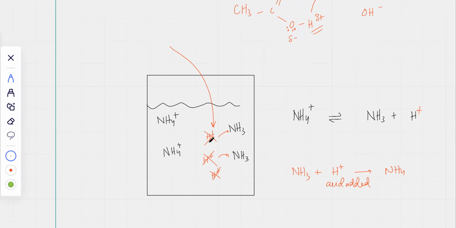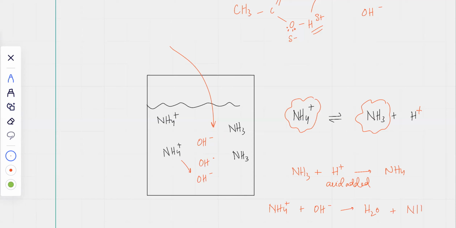Okay, we're talking about this buffer, that this is behaving as a buffer. If you have in your solution a lot of NH4+ ions and a lot of NH3 molecules, then it would act as a buffer. And similarly, if you start adding a lot of OH- ions to the solution, they're going to get neutralized as well. Because if you add a lot of OH- ions, the H+ from NH4+ is going to be attracted to the OH- ions, and they're going to form water, and NH3 would be left behind.